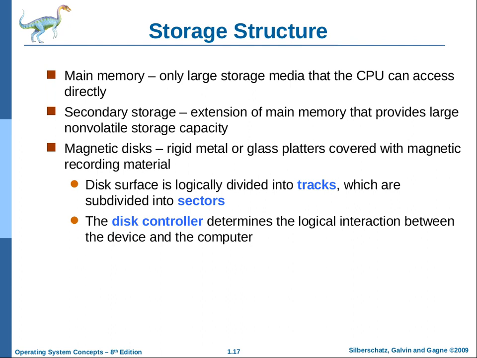All right. Main memory is large storage that the CPU can access directly. Secondary storage is usually an extension of the main memory. It provides large non-volatile storage capacity. We're going to talk a lot more about virtual memory here. We touched base on it in architecture.